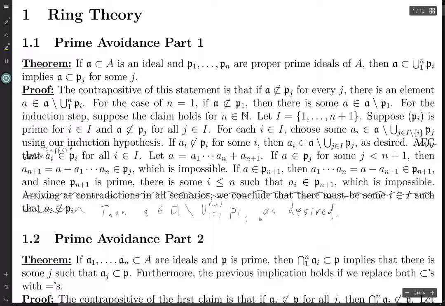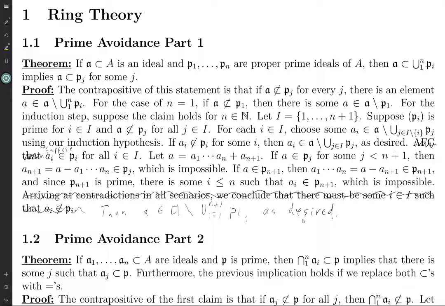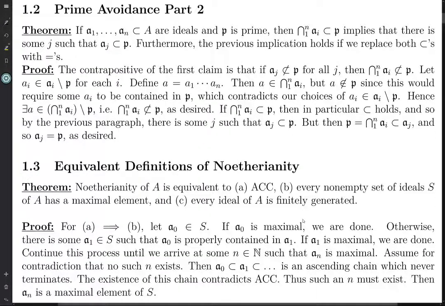So either we're going to get this element automatically by finding some i such that a_i is not in P_i, or if we don't know that a_i is not in P_i for some i, then you can use the fact that a_i is in P_i for all i to construct an element which necessarily is not in this set. And that completes the proof. That's all you need. So we finally finished the first of many things that we need to prove here.